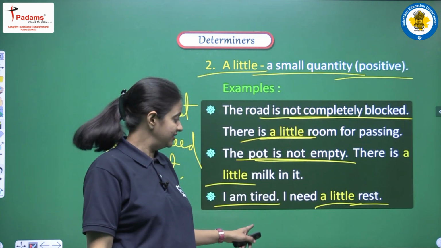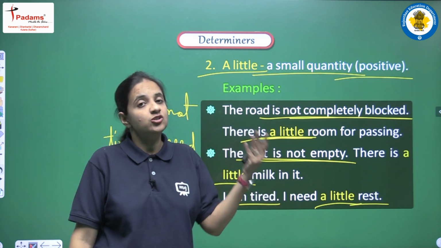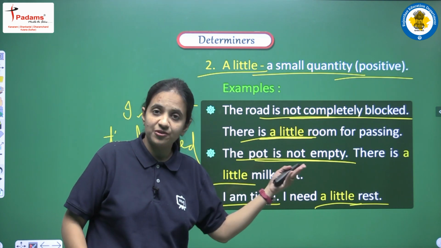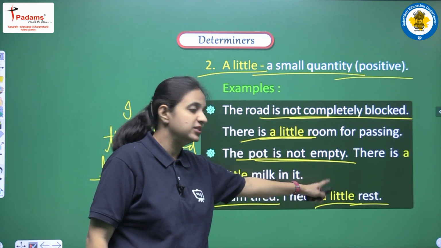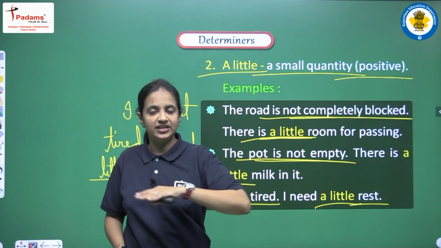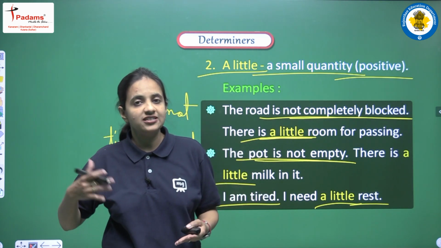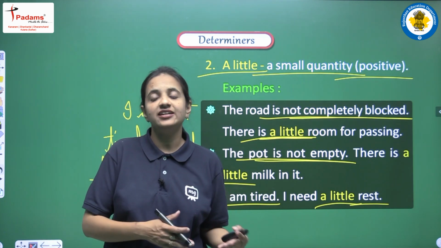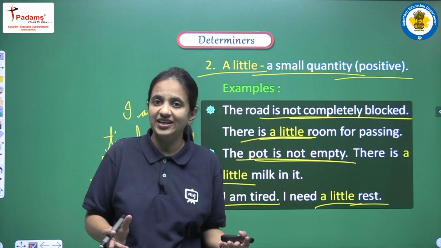But here our sentence is that I am tired. So actually I am tired, and because of this reason I really need some rest, and this is the reason we are using a little here before rest. So yes, this is the difference between little and a little. Little is used to show the negative meaning in the sentence, and a little is used to create a positive meaning in the sentence.